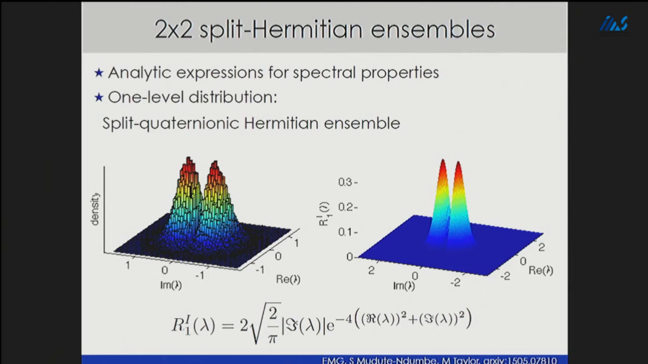I want to give myself the permission to ask a question. I wanted to ask you, first of all, about your split complex and split quaternionic ensembles. Is there a way to define the measure of integration in a way which separates eigenvalues from the diagonalizing transformation? Well, if there was, then we would have solved the n by n problem. So that's obviously something we're looking into.